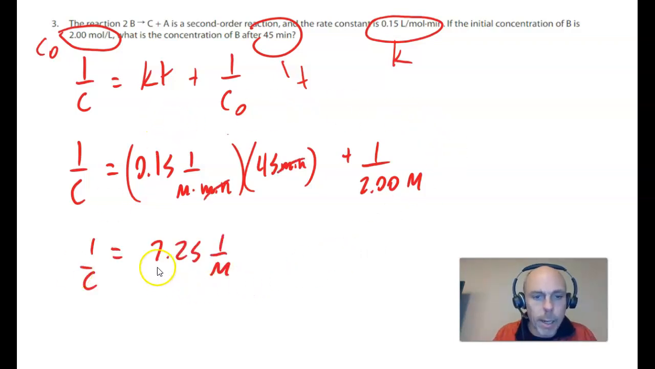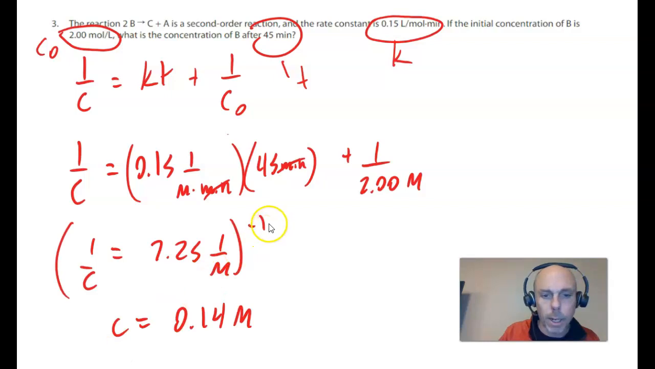From the right-hand side, I get 7.25. If the units for time cancel, then I'm adding inverse molarity to inverse molarity. So I get inverse molarity, and I take the inverse of both sides to get concentration. The unit will just be molarity. And that's what I've done. This -1 is saying I'm taking the inverse of both sides. And that gives me a final concentration of 0.14 molar.